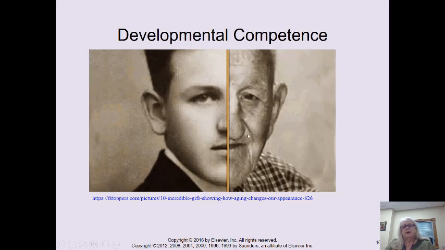That is somewhat genetically predisposed. You can see what gravity does to facial features. Here's the bottom of his chin as a young man. Here it is as an aged person.